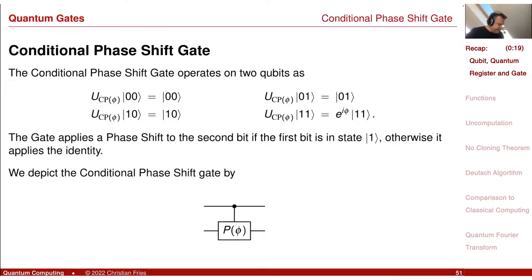The next thing was a conditional phase shift. So we can turn the phase, the coefficient, in front of the |11>.